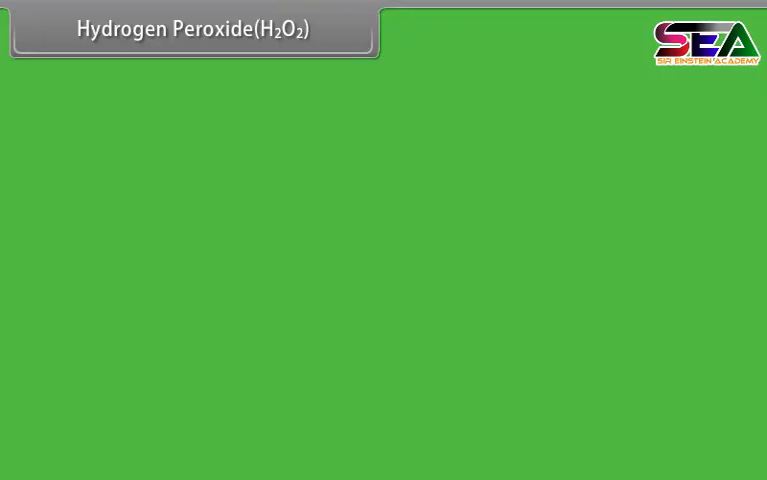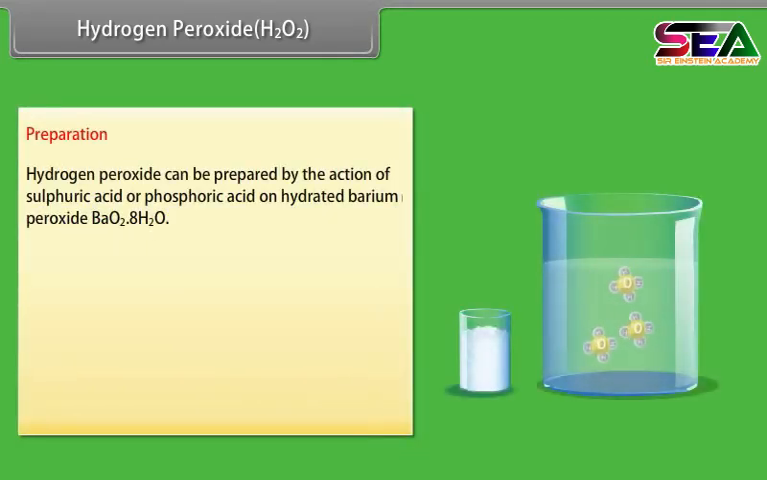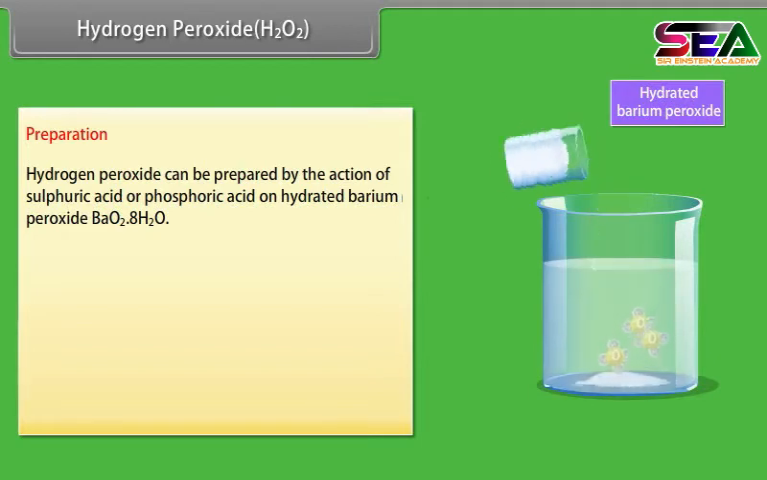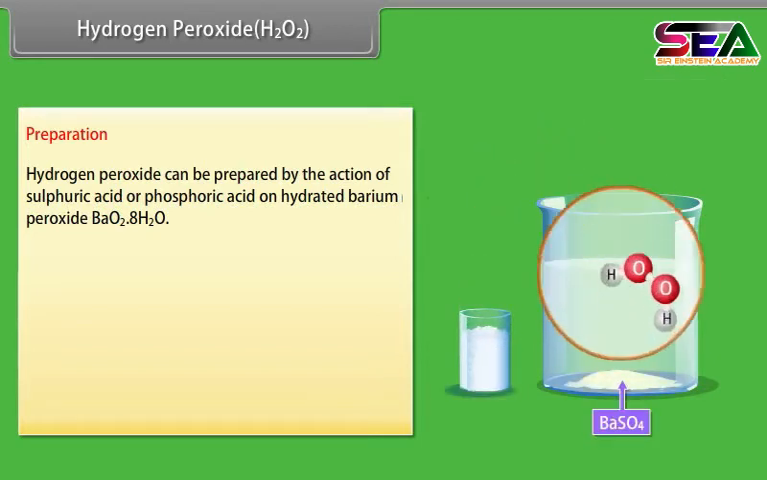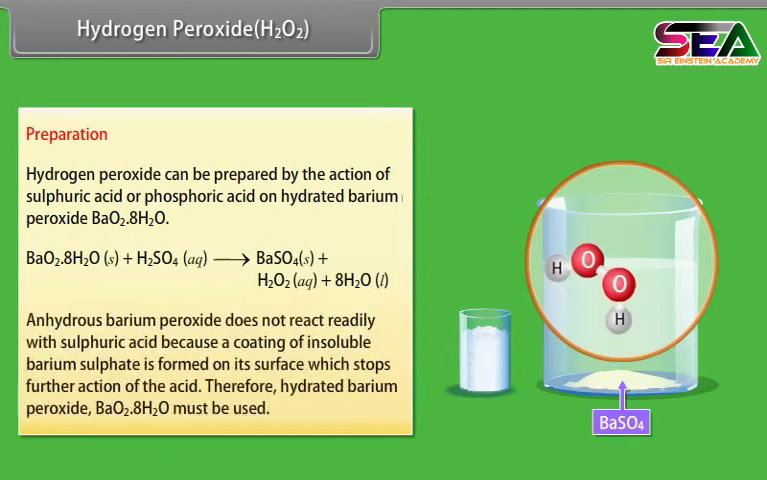Hydrogen peroxide, H₂O₂. Preparation. Hydrogen peroxide can be prepared by the action of sulfuric acid or phosphoric acid on hydrated barium peroxide. Anhydrous barium peroxide does not react readily with sulfuric acid because a coating of insoluble barium sulfate is formed on its surface, which stops further action of the acid. Therefore, hydrated barium peroxide, BaO2·8H₂O, must be used.